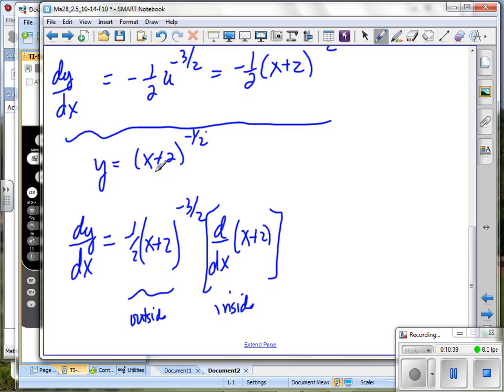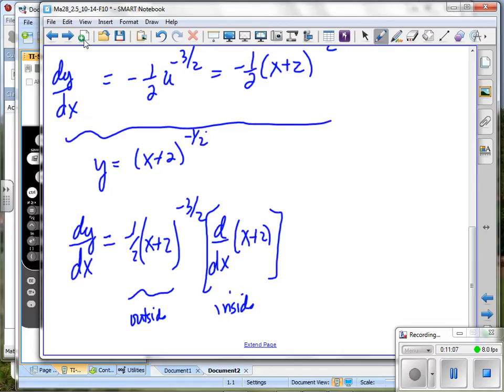That's the last thing I'm going to do in this function. First thing I'm going to do is add 2, and then the last thing I'm going to do is take that answer to the negative 1/2. So my outside is raising to the negative 1/2. I take care of that outside function derivative first, then I take the derivative of the inside. Do I get the same thing? Yeah, I get the same thing. Okay, now this is what we call the chain rule.